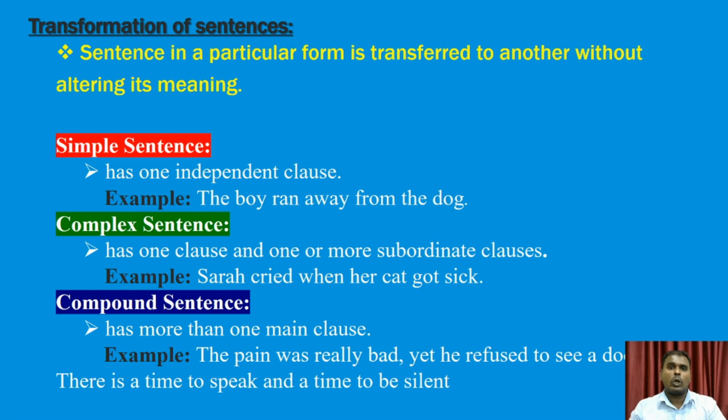Before entering into the topic, I want you to have a glance at basic sentence structures in English. We all know that we have simple sentence, complex sentence and compound sentence. And how will we know that a particular sentence is a simple sentence? A simple sentence has one independent clause or main clause. A complex sentence has one main clause and one or more subordinate clauses or dependent clauses. And a compound sentence has more than one independent clause, isn't it? So I just pointed out some examples also. You just have a glance at it.